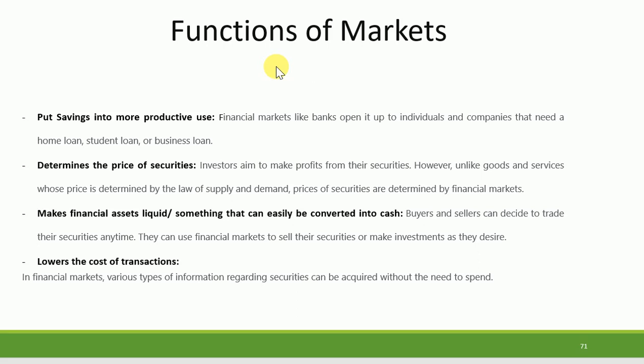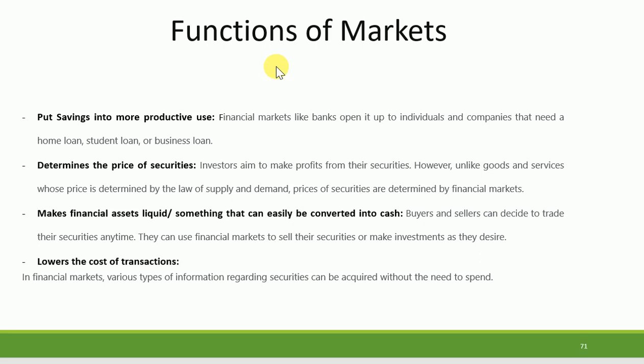Here the investors aim to make profits from their securities, and that is unlike goods and services, which are determined by the law of supply and demand. So here whatever is done is done on the basis of the financial markets, not on the supply and demand curve. It also helps in creating liquid assets. Buyers and sellers make decisions for selling or trading their securities at any time, anywhere, and they do it to sell their securities for making investments any way they want, right?